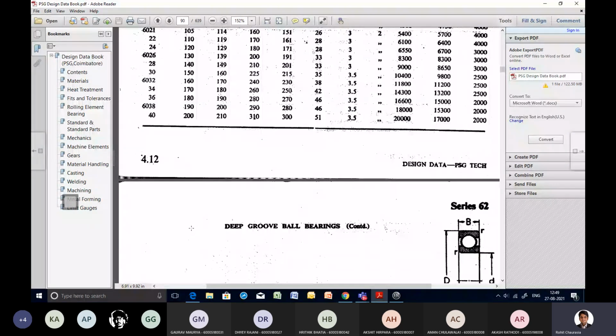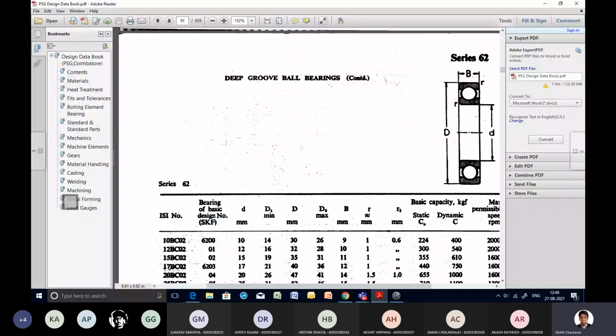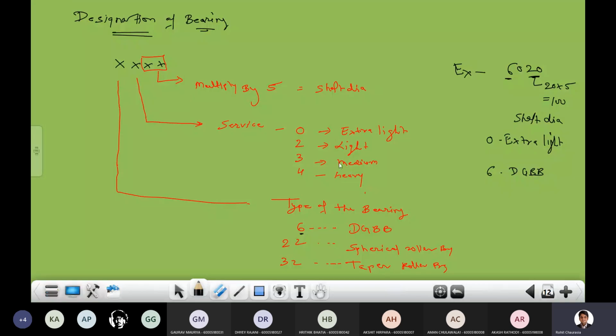Just after the 60 series, when I refer to the second page, I am getting directly 62. There is not a 61. That's why I have written here that there is no 61, it is 62. The 1 series is not there because that series is coming from 0 to 1, 0, 2, 3, 4. That is not 0, 1. That is 0, 2, 3, 4.